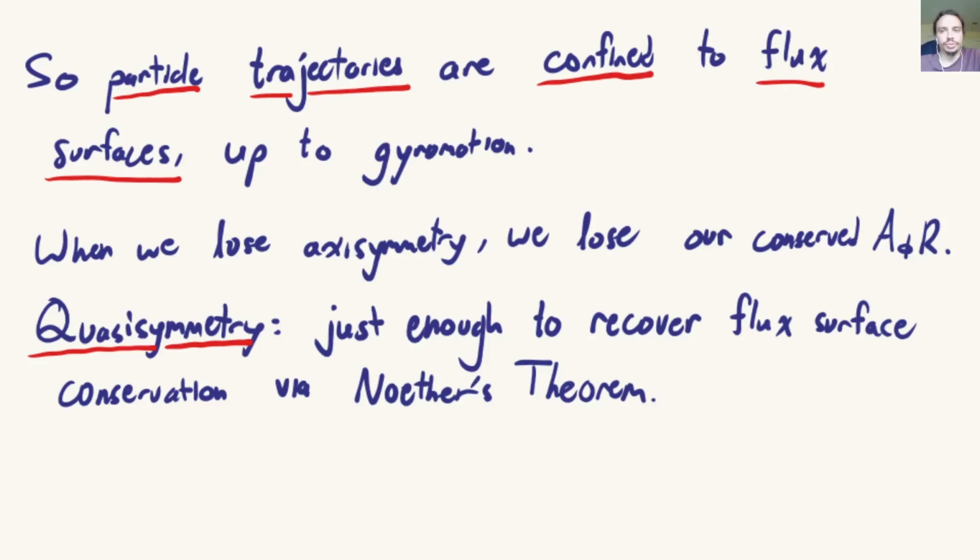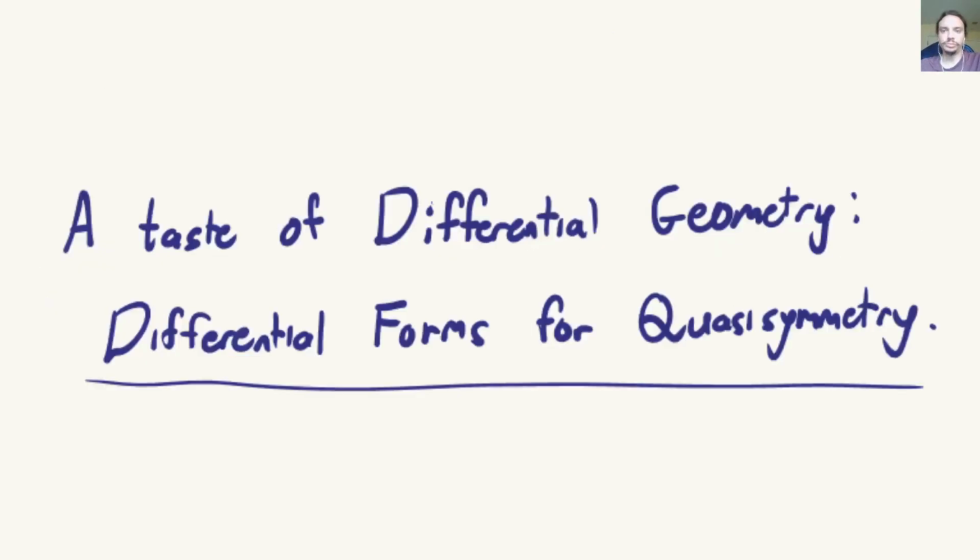Okay, so this is what I wanted to say about particle containment in the axisymmetric case. Again, this is kind of a tricky proof. It has a lot of moving parts, but if you've never seen Lagrangian mechanics before, now you know some of the kinds of things that we study when we study the Lagrangian. Okay, we're almost done, but before we finish, I just want to do a quick taste of differential geometry. Let's talk a little bit about differential forms and how they're related to quasisymmetric accelerators.